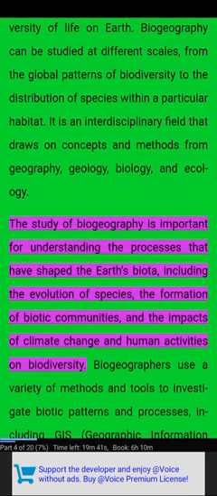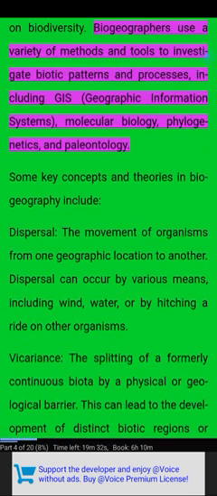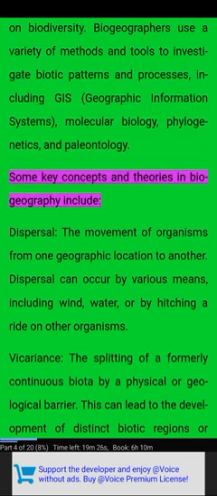The study of biogeography is important for understanding the processes that have shaped the Earth's biota, including the evolution of species, the formation of biotic communities, and the impacts of climate change and human activities on biodiversity. Biogeographers use a variety of methods and tools to investigate biotic patterns and processes, including GIS, geographic information systems, molecular biology, phylogenetics, and paleontology.